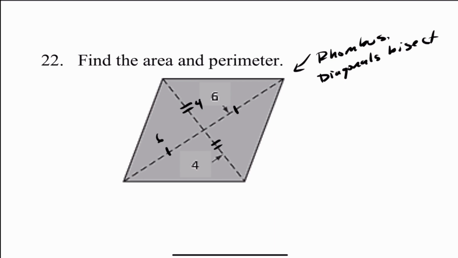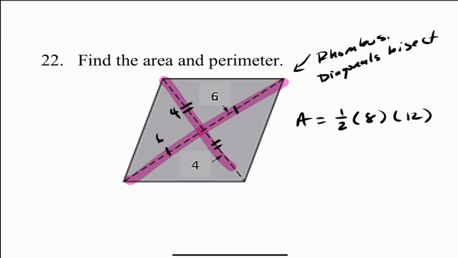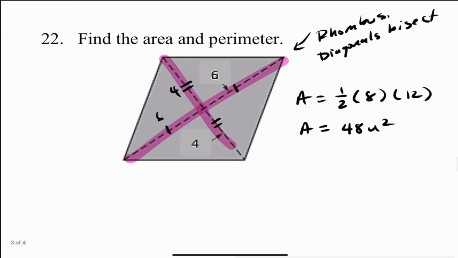All right, so how should I put this? Should I put it here? Okay, there we go. So we have 8 and we have 12. So A equals 1/2 of 8 times 12. So A equals 48 units squared. And then the perimeter, all right, well, what else do we know?